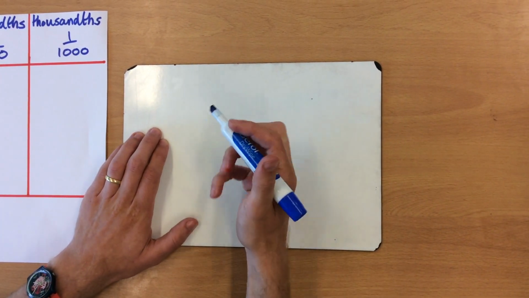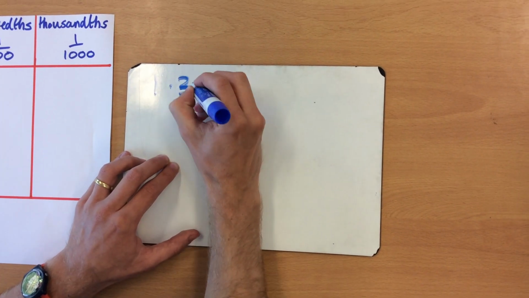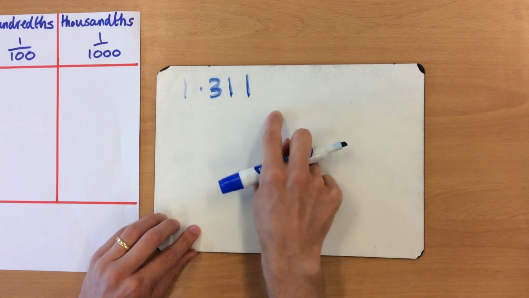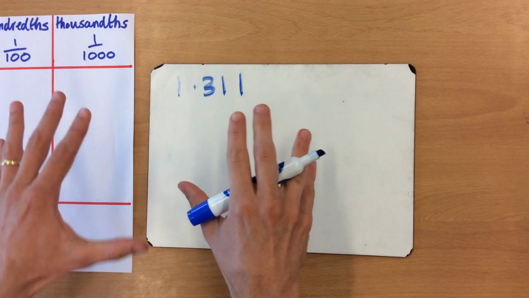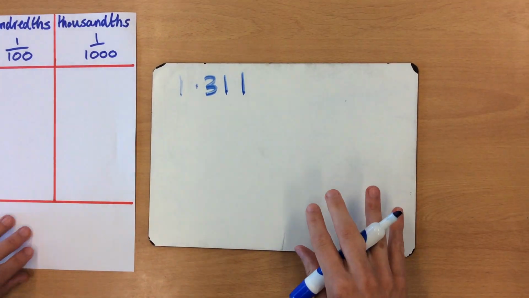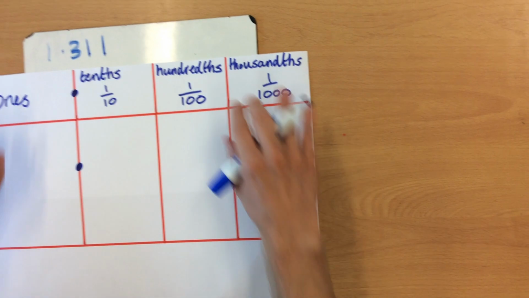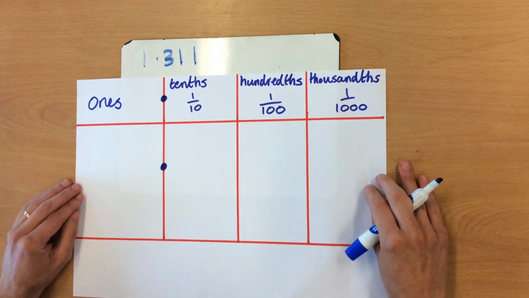So the decimal I'm going to be looking at today is 1.311. The first thing I'm going to do here is build this decimal so I can figure out the place value of each digit. So I've got my place value chart here. At home I really recommend that you get some scrap paper and build your own place value chart. It'd be very useful for today's lesson.